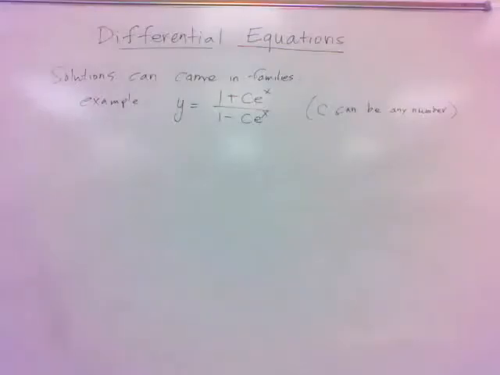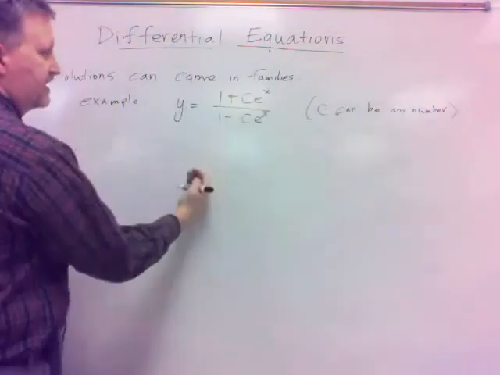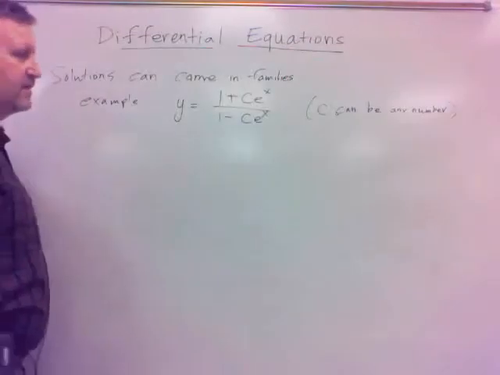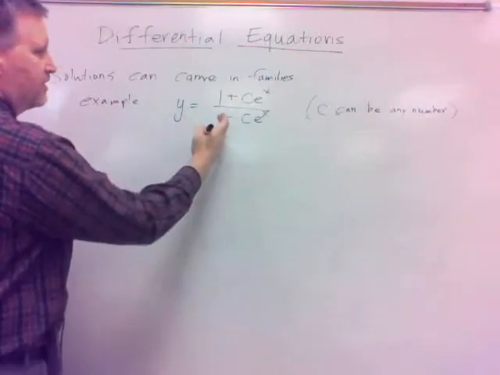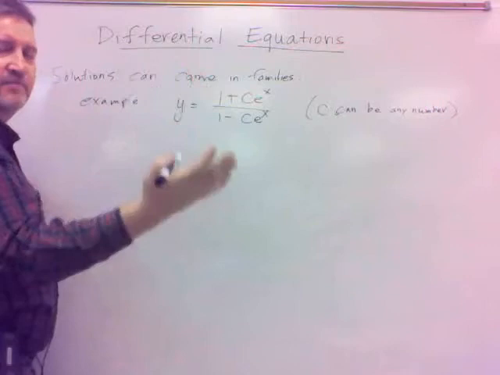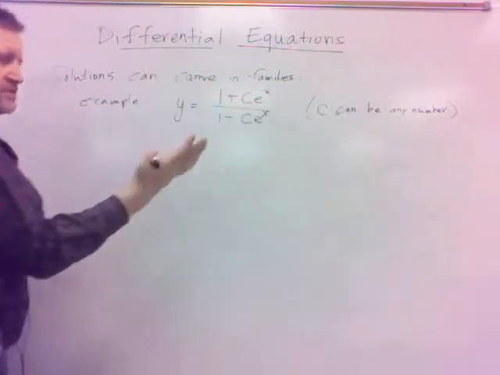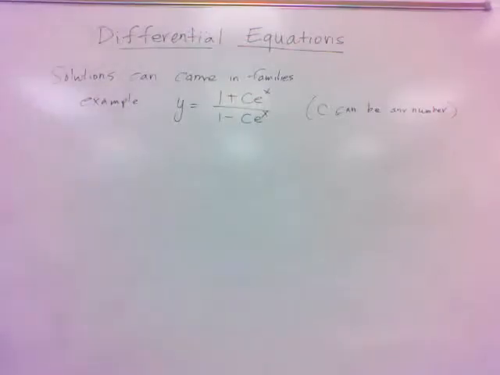So if I plug in any number for c there, that's saying that it would work in our differential equation. And so how many solutions is that? Basically infinitely many, right? Because y equals 1 plus 5 e to the x over 1 minus 5 e to the x would be a solution. Y equals 1 minus 10 e to the x would be another solution. So plug in any c you want to, it's a solution. Okay, any number. That's what we're saying.